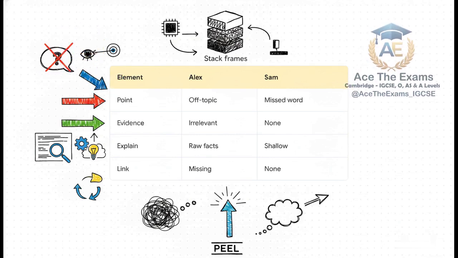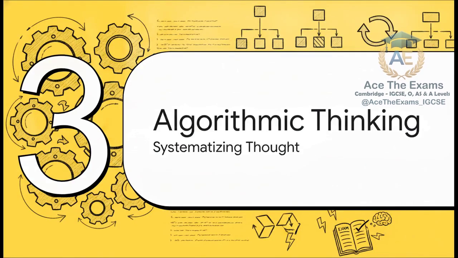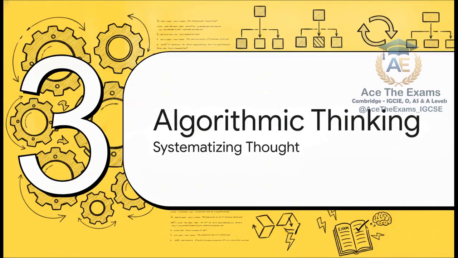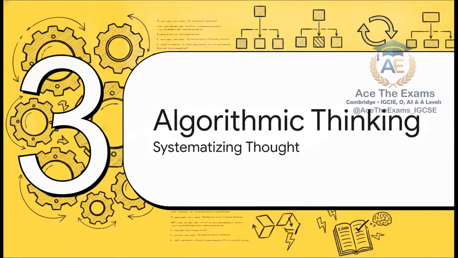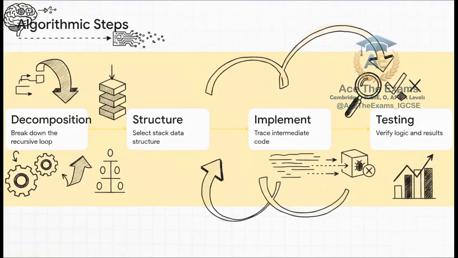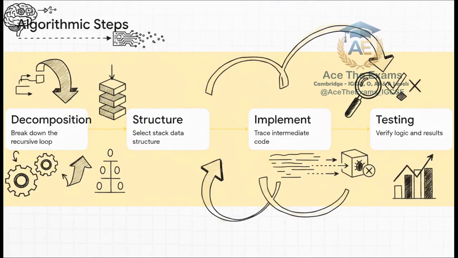This is exactly how you prove connected conceptual understanding to an examiner. Section 3. Systematizing algorithmic thinking. Let's move over to the mechanics of your code and see how this builds into an undeniable, high-scoring strategy. Remember, algorithmic thinking isn't just for writing code, it's a structural tool for writing your exam answers too. To master recursive code, you must execute these 4 specific steps of algorithmic thinking.